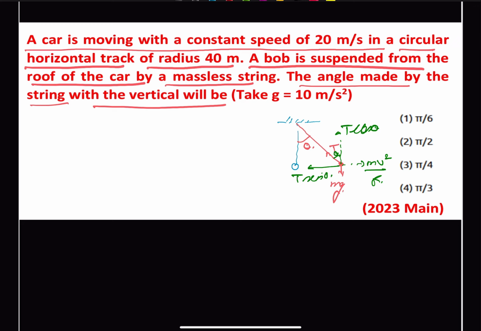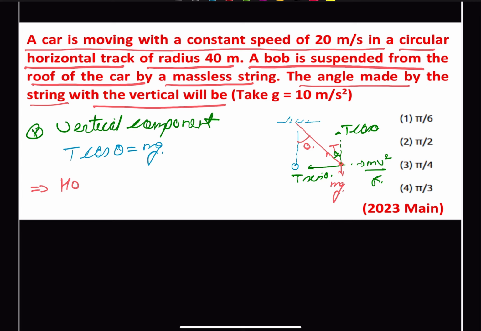So let's balance the forces. The vertical component gives us T cos theta is equal to mg, and the horizontal component will give us T sin theta is equal to mv square upon r.